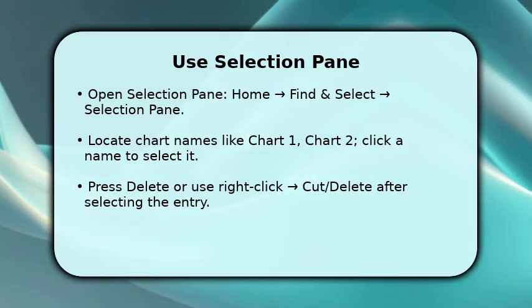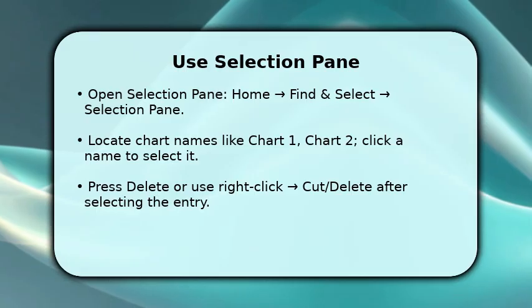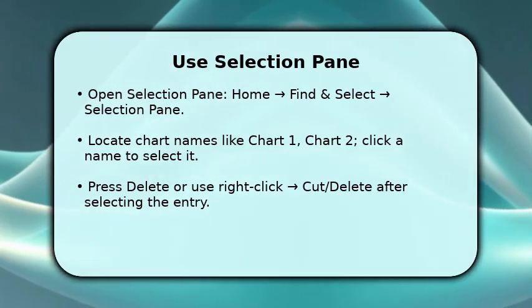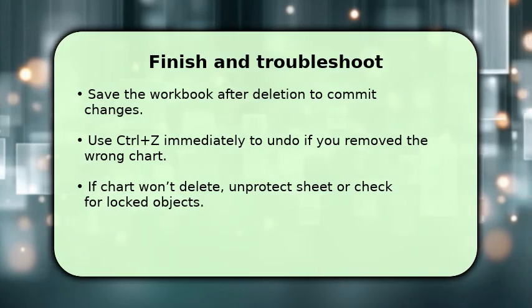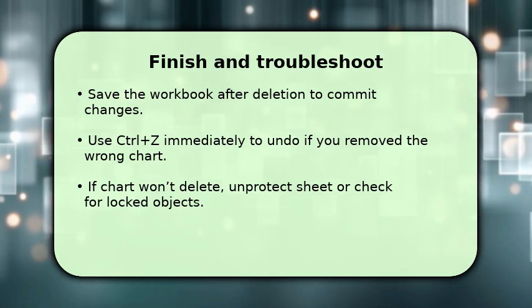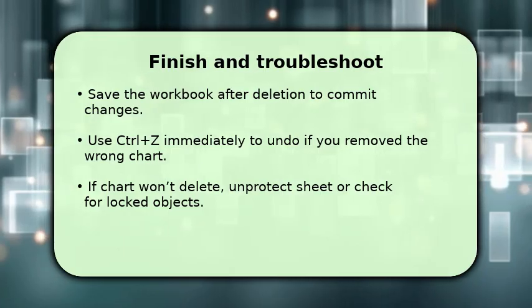After selection, press Delete or right-click the chart and choose Cut or Delete. This removes it cleanly. If there are multiple charts, repeat selections to remove each one, and you finish by saving the workbook so the deletion is permanent. Use Save or Ctrl+S. If you accidentally remove the wrong chart, immediately press Ctrl+Z to undo and restore it.